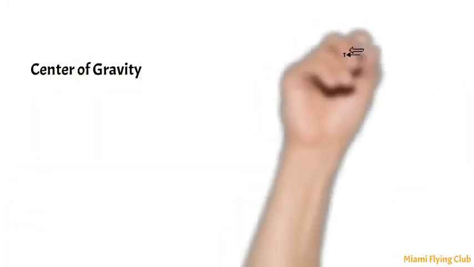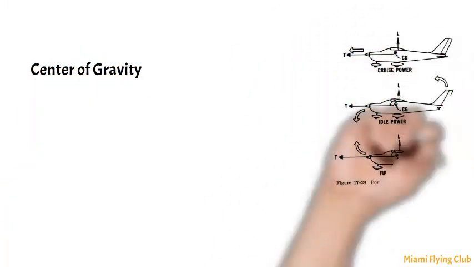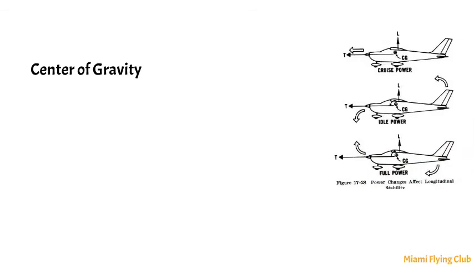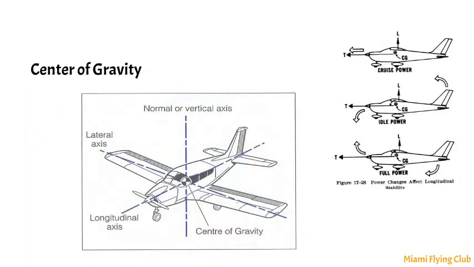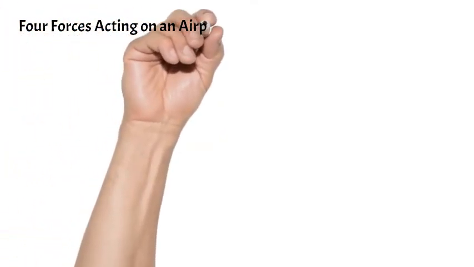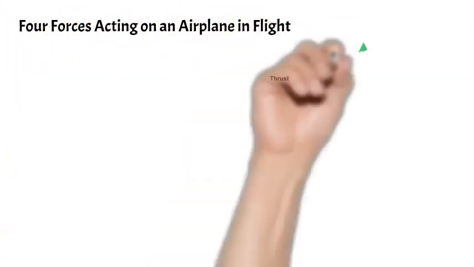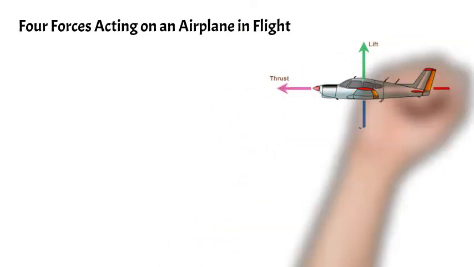Center of gravity, the imaginary point where all the weight is concentrated, is the point at which an airplane would balance if it were suspended at that point. The three axes intersect at the center of gravity. Four aerodynamic forces act on an airplane during all flight maneuvers: lift, weight, thrust, and drag.